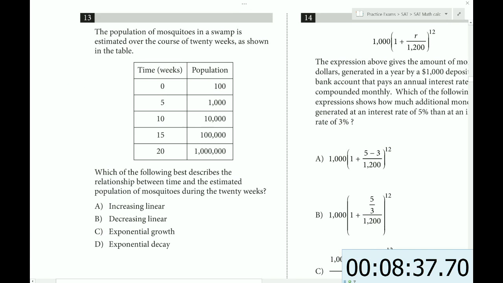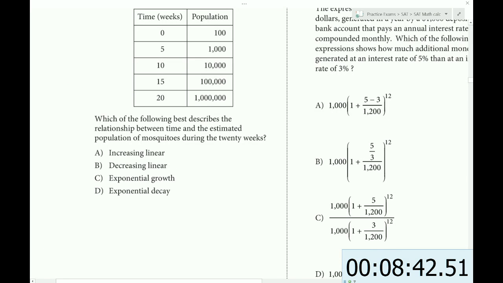Right. The population of mosquitoes in a swamp is estimated over the course of 20 weeks. Which of the following best describes the relationship between the time and the estimated population of mosquitoes during the 20 weeks? So as time increases, the population increases, and let's see how it's increasing. It looks like I'm multiplying by 10 every interval, right? So whenever I'm multiplying by something, that is known as an exponential increase. If I was to add something each time, that would be a linear increase. So I would say this is exponential growth, choice C.